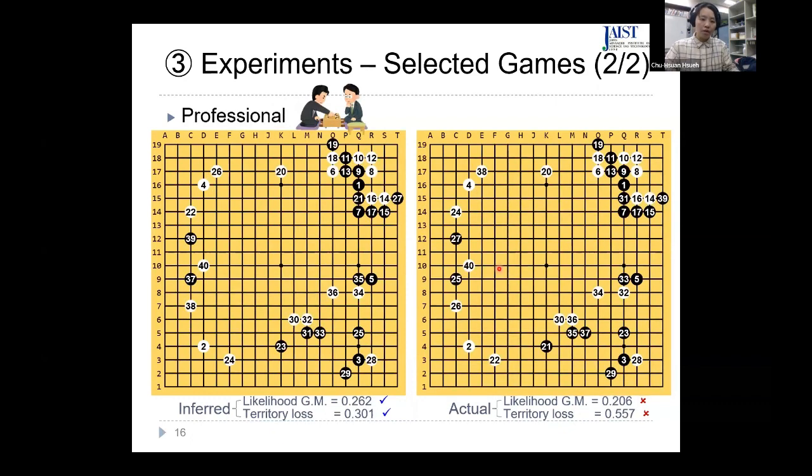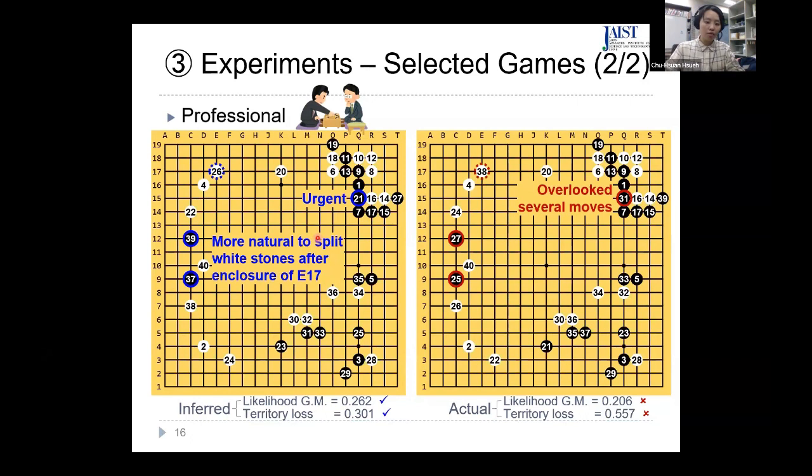The second example is from professional games. In this case, the first 20 moves are the same. And after white plays at this location, it is urgent for both players to play at Q15. This is an urgent point. In the inferred sequence, this move is immediately played after the 20th move. But in the actual sequence, this move was overlooked for several moves. So from this point, the experts think the inferred one is more natural.